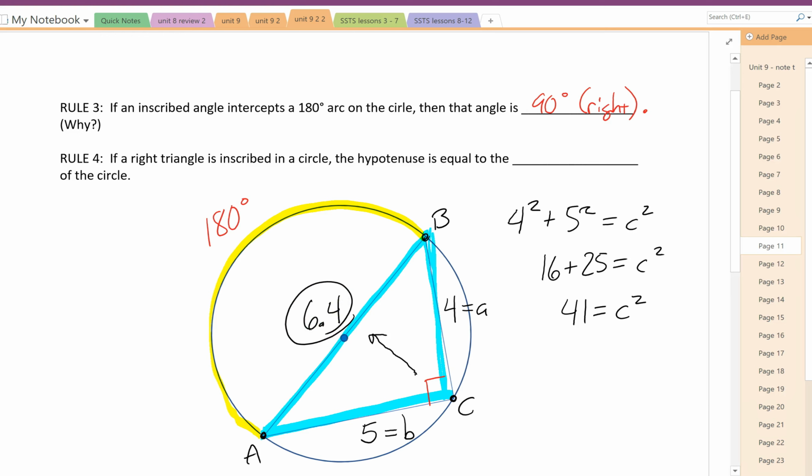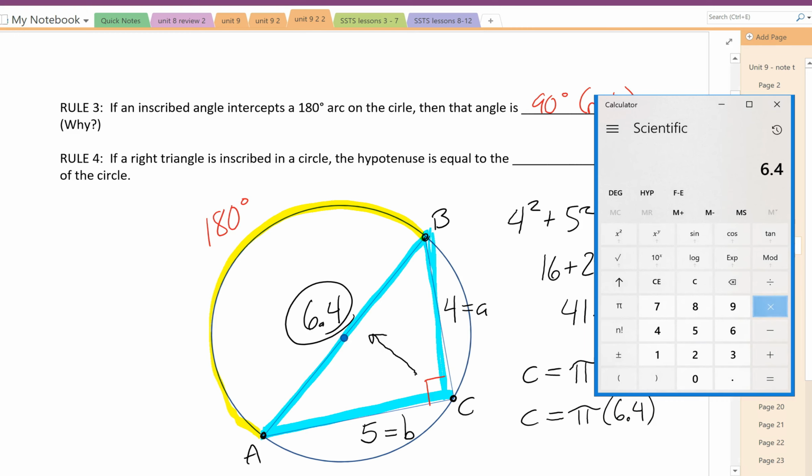What's nice is if I know the diameter of the circle, I can find the circumference. So let's say I want to know the circumference of the whole circle. Remember, circumference means how far is it, what's the length if I start at B and go all the way around the circle once. Circumference is just pi times the diameter. And I know the diameter is 6.4, so I would have pi times 6.4. So the circumference of this circle would be about 20.11.